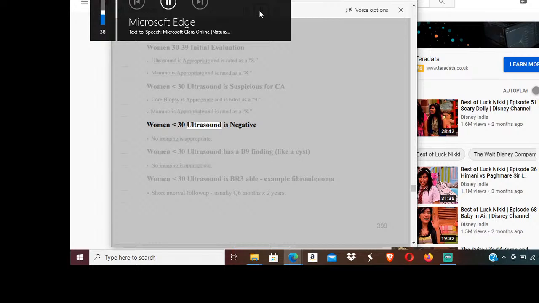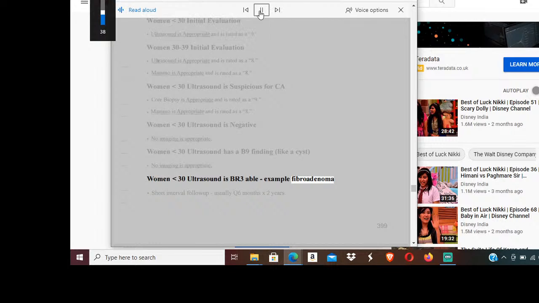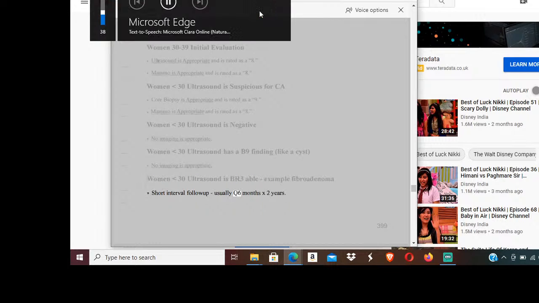Women under 30 where ultrasound is negative, no imaging is appropriate. Women under 30 where ultrasound has a benign finding, like a cyst, no imaging is appropriate. Women under 30 where ultrasound is probably benign, for example fibroadenoma, short interval follow-up, usually every 6 months for 2 years.